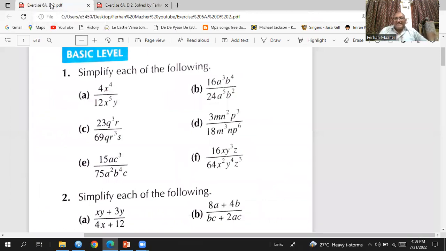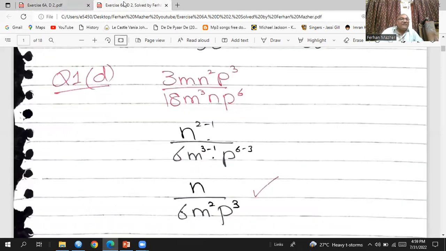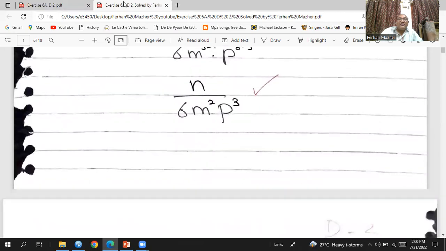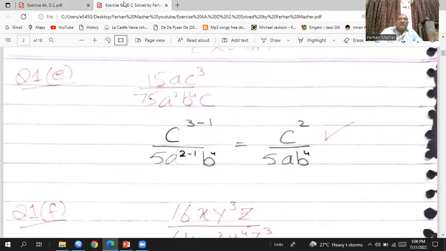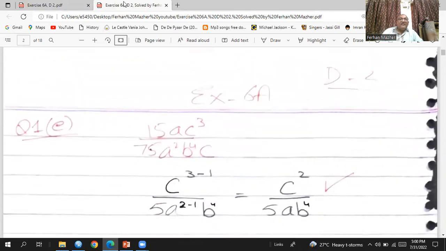Okay, question number 1, it's E part. It's 15ac cubed divided by 75a squared b⁴ and c in the denominator. So 15 and 75, they can be cancelled with the table of 15. So 15 ones are 15, 15 fives are 75. So a has a larger power in the denominator. So I will write a in the denominator, and its power will be 2 minus 1.